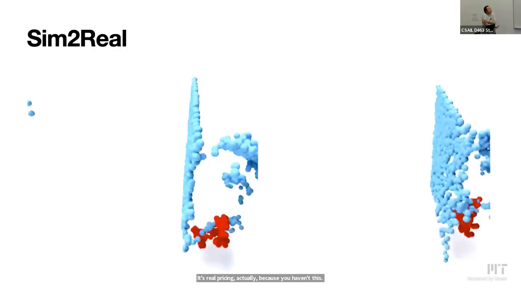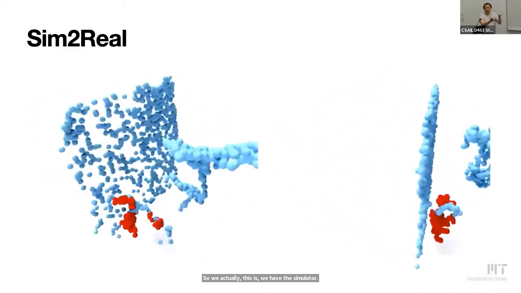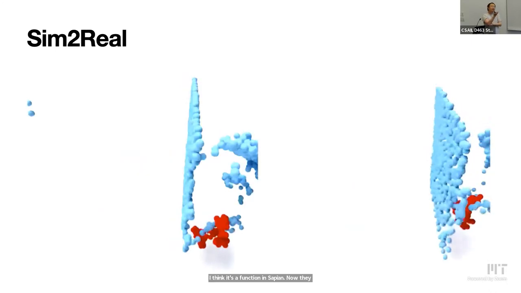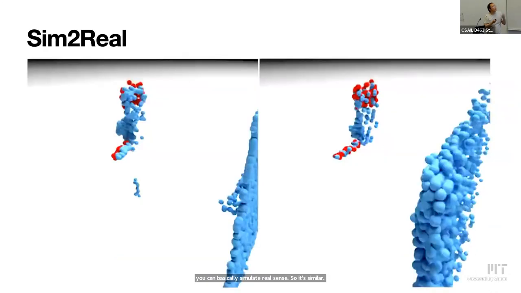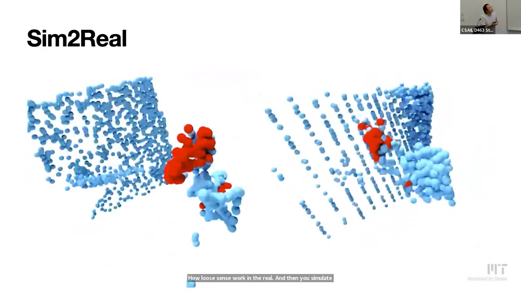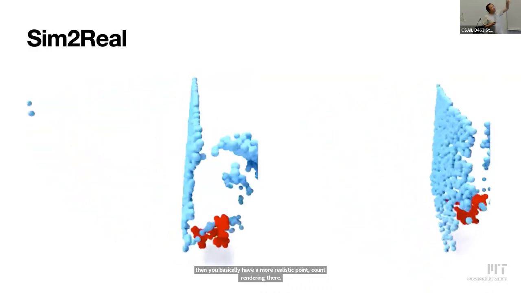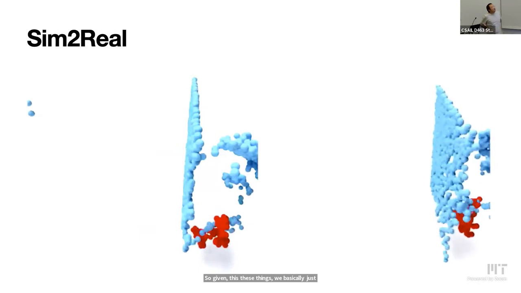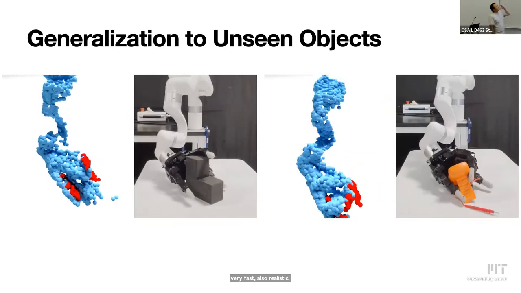We have the simulator. I think it's a function in Sapien now. You can simulate how RealSense works in real, and then simulate it in the simulator, so you have a more realistic point cloud rendering there. Given this, we just end-to-end train a point cloud reinforcement learning policy. We do a lot of optimization to make PointNet and everything very, very fast. Rendering of point cloud is also very fast and realistic. Then we are able to do point cloud RL end to end and directly transfer to the real.